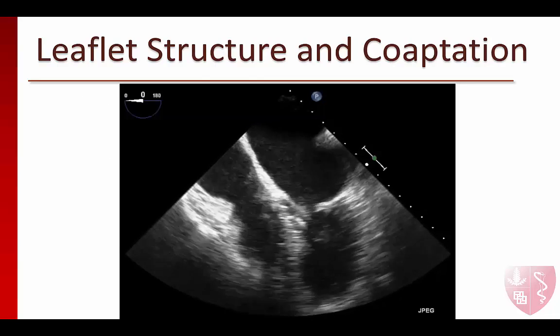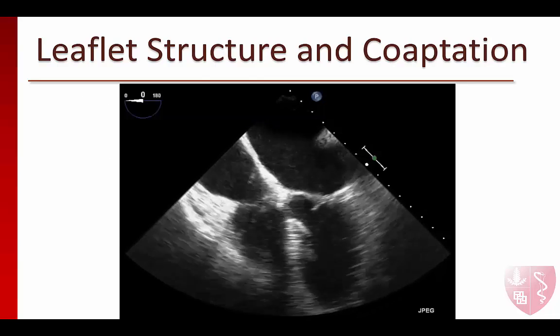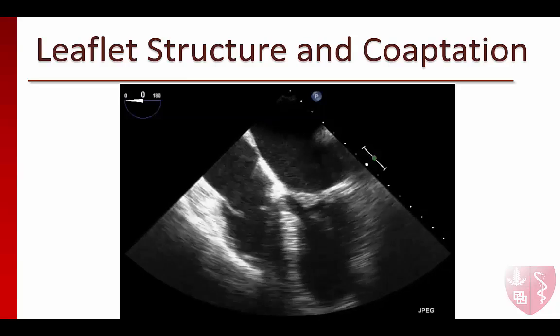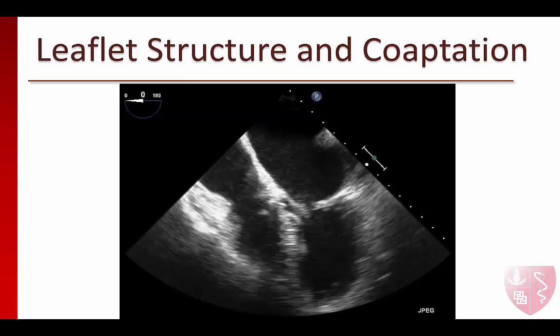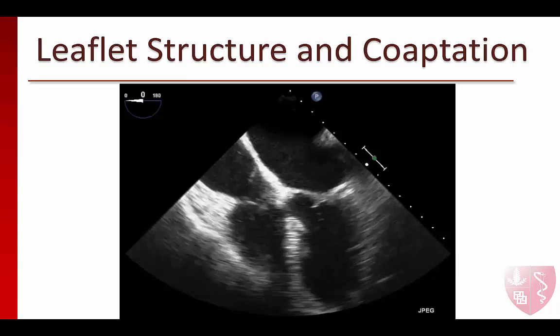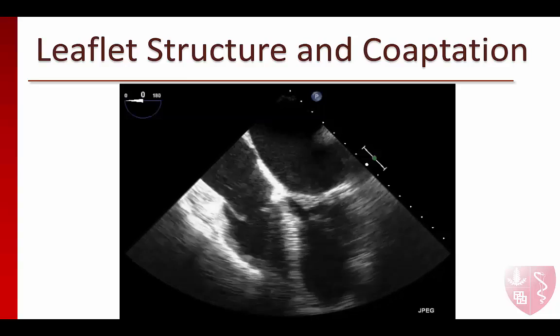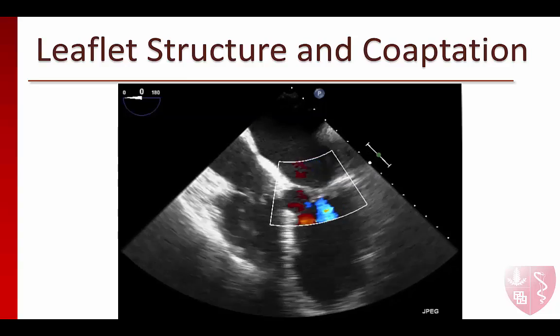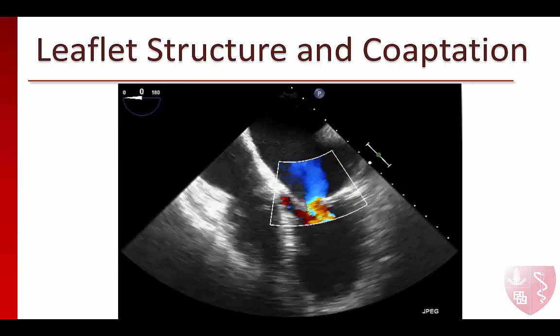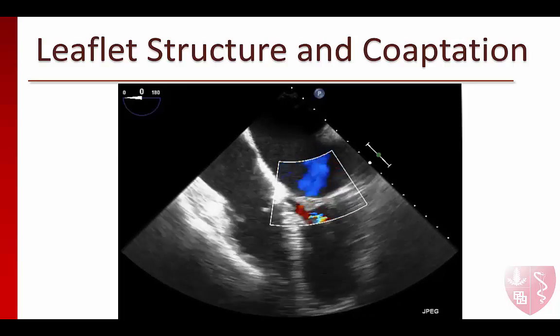This is a mid-esophageal 4-chamber view showing a mitral valve with thickened leaflet tips and restricted leaflet motion characteristic of rheumatic mitral valve disease. This is an example of Carpentier's type 3A MR. When we put Colorflow Doppler over the valve, we see a central jet of regurgitation.